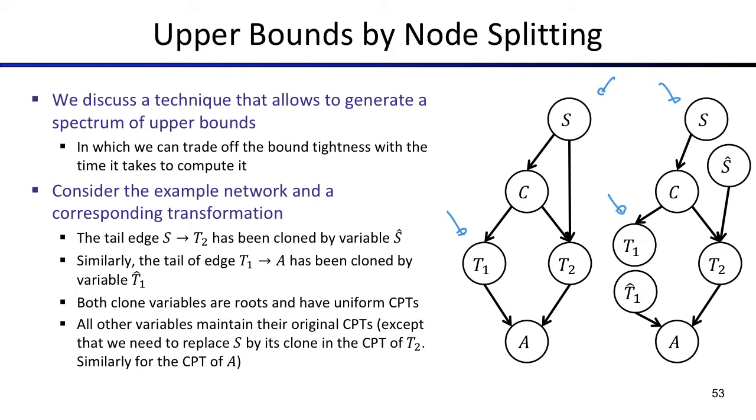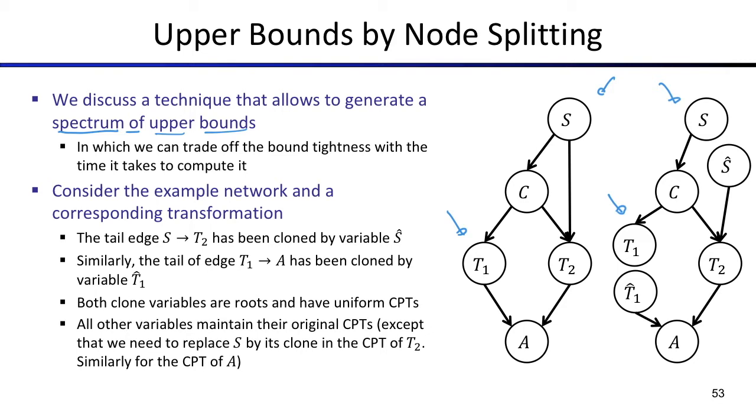One interesting characteristic of this technique is that we can generate what we call a spectrum of upper bounds. It means that the more nodes we split, the more loops we can eliminate. So we can reduce the tree width and make the inference faster, but we're also going to generate less tight upper bounds. So we need to decide very carefully which nodes to split and how many, in order to have a good trade-off between performance and the tightness of the upper bound.